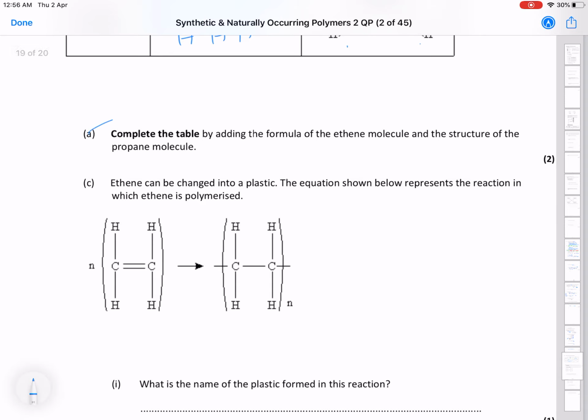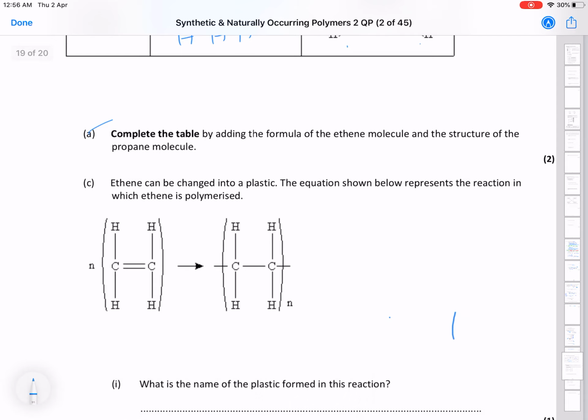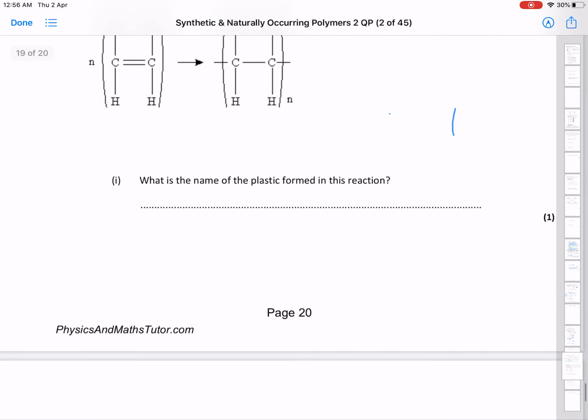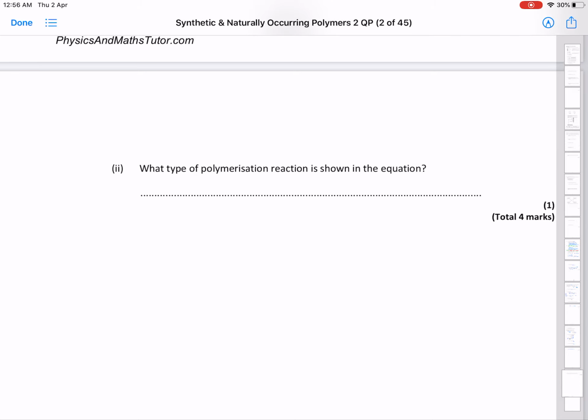Ethene can be changed into plastic by the process of polymerisation. What's the name of the plastic formed in this reaction? Well, we already answered this before, and this is polyethene. Then what type of polymerization reaction is shown in this equation? It is the addition polymerization that we already came across before. So this is addition polymerization. Polymerization can be written with Z or S.